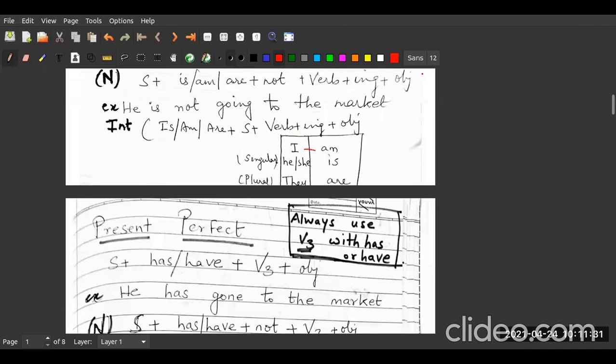तो यहाँ जो है ये इज को पहले कर देंगे और ये ही को बाद में कर देंगे, तो वो इंट्रोगेटिव हो जाएगा. इज ही, ये नॉट को भी हटा देंगे, तो इज ही गोइंग टू द मार्केट.